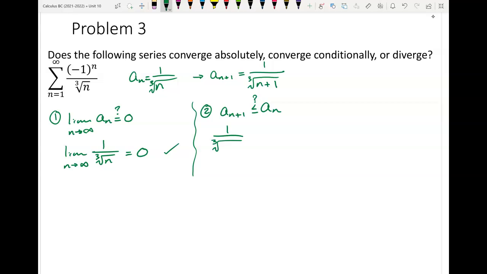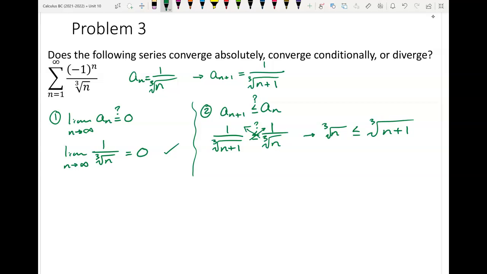So 1 over the cube root of n plus 1, is that less than or equal to 1 over the cube root of n? You should be able to look at that and say, yeah, that's true, but we can go ahead and do our cross multiplication. So that will become the cube root of n, is that less than or equal to the cube root of n plus 1?